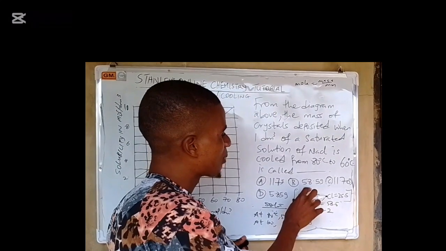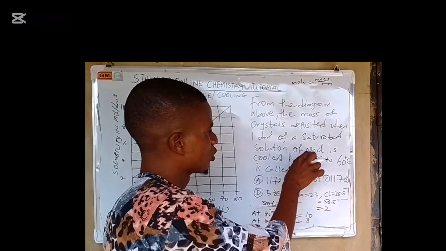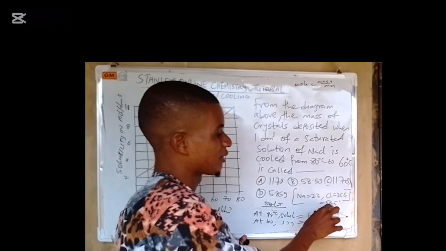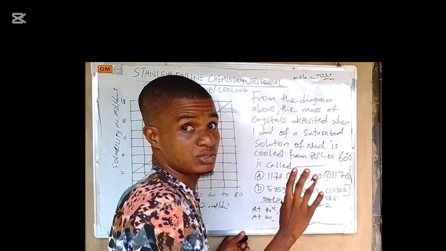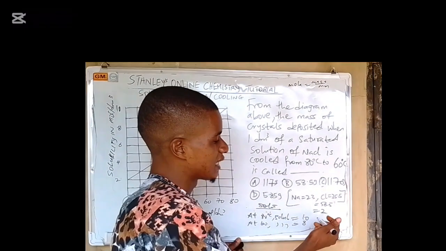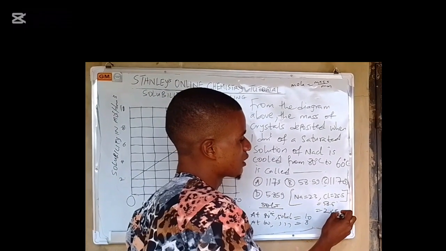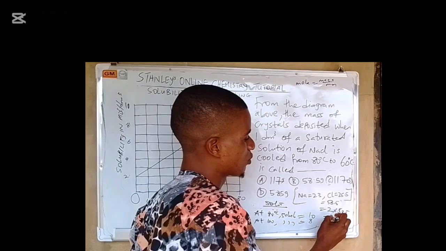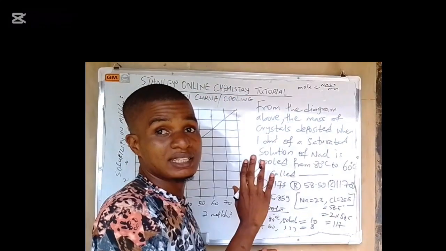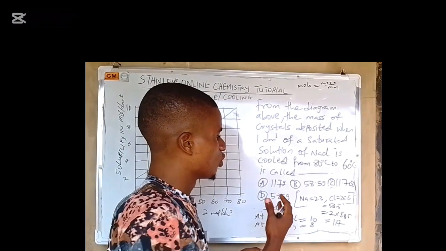So now, what is the molar mass of this salt, sodium chloride? Sodium is 23, chlorine is 35.5, that is 58.5. Is that clear to you now? So use this to times the mole that crystallized out. 2 times 58.5. That will give you what? 117, right? Which is option A. This is clear, right? This is very simple. Option A.